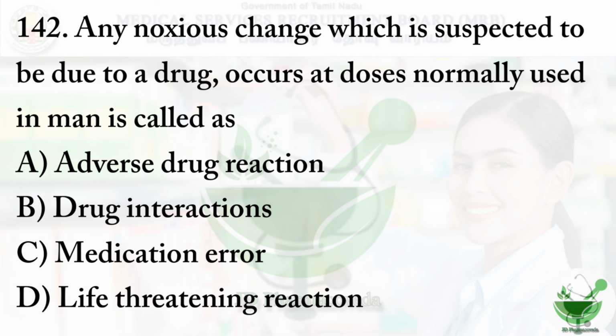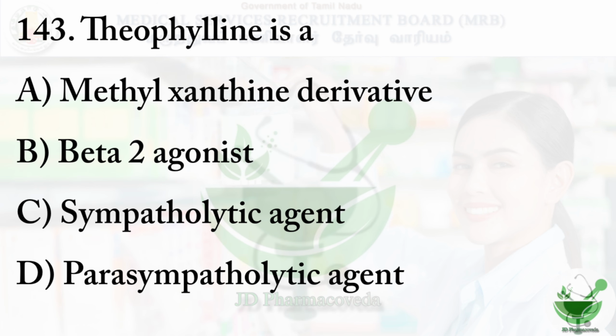So the right option is option A, adverse drug reaction. Then question number 143, theophylline is a: option A, methylxanthine derivative; option B, beta 2 agonist; option C, sympatholytic agent; option D, parasympatholytic agent. So the right option is option A, methylxanthine derivative.